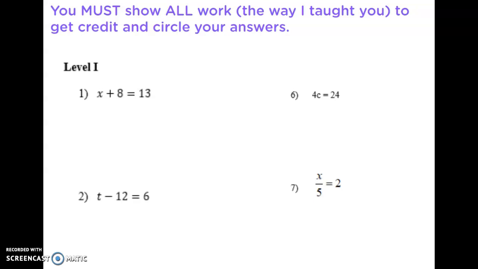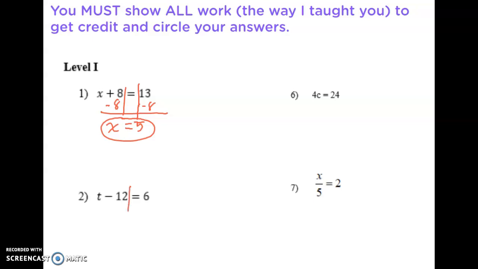Alright guys, let's look at level 1, okay? Number 1, first of all, x plus 8 equals 13. Draw my wall. The opposite of adding 8 is to subtract 8. So I'm going to subtract 8 from both sides. So 8 minus 8 is 0, so what I have left on the left side is x equals 13 minus 8 gives me 5. And if you check, 5 plus 8 should give you 13.